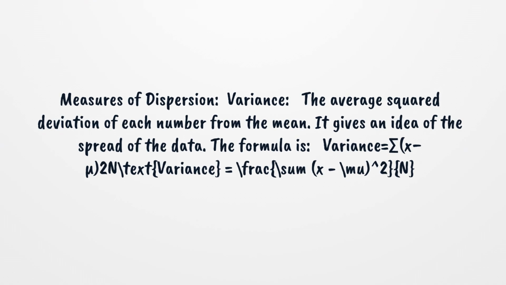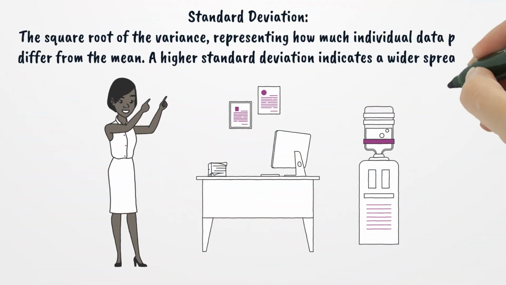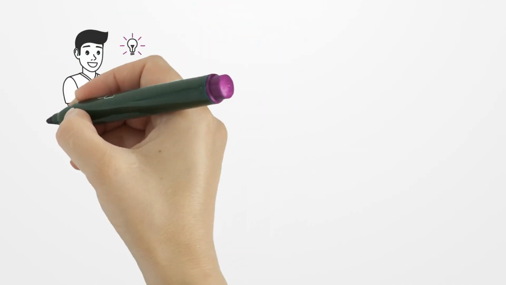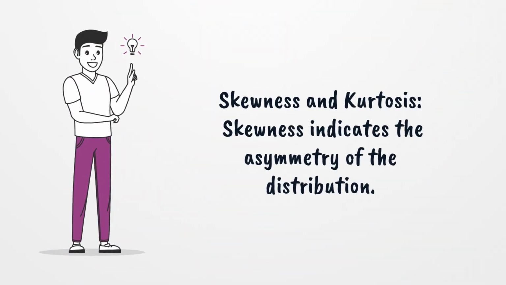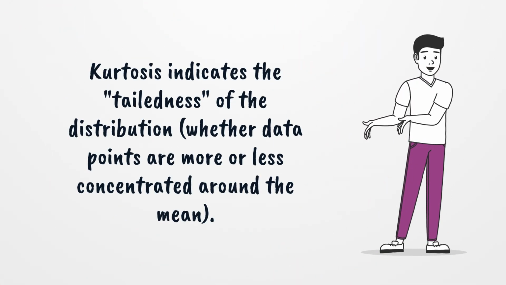The formula is variance equals the sum of (x minus mu) squared, divided by n. Standard deviation: the square root of the variance, representing how much individual data points differ from the mean. A higher standard deviation indicates a wider spread of values. Skewness and kurtosis. Skewness indicates the asymmetry of the distribution. Kurtosis indicates the tailedness of the distribution, whether data points are more or less concentrated around the mean.